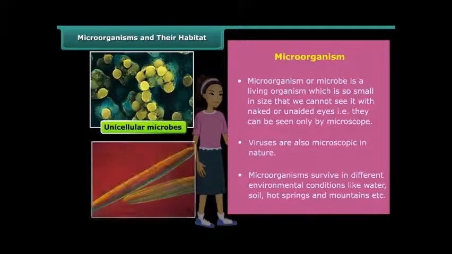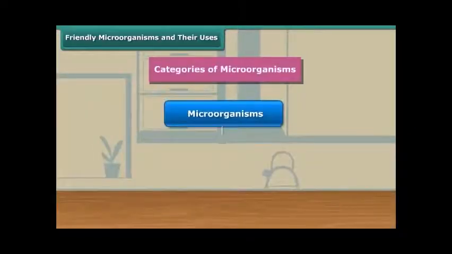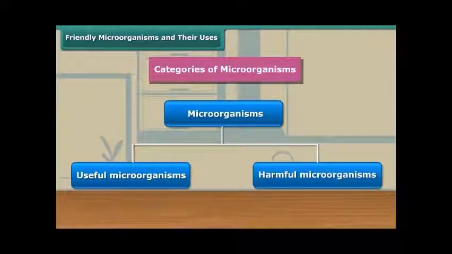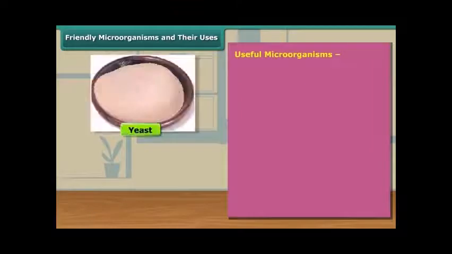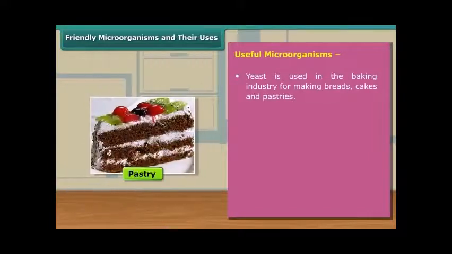Microorganisms can survive in different environmental conditions. Dear students, these microorganisms are broadly categorized into useful microorganisms and harmful microorganisms. Now we discuss the friendly activity of microorganisms in detail. One such friendly microorganism is yeast. Yeast is used in the baking industry and in our homes for making breads, cakes, pastries, etc.